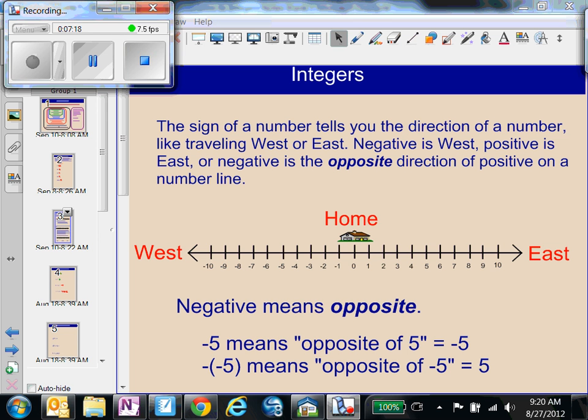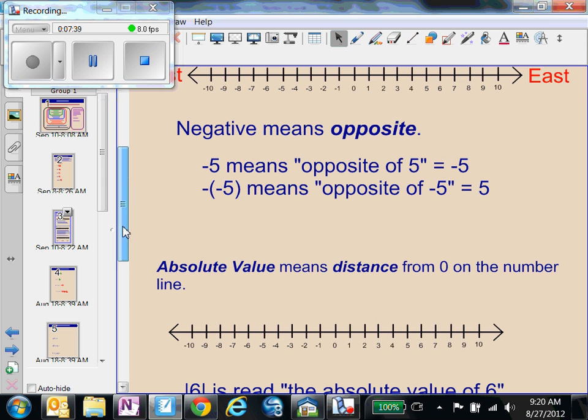So the sign of a number tells you the direction of a number, like traveling west or east. Negative is west, positive is east. Or negative is the opposite direction of the positive direction on a number line. So you start at 0, and to go in the positive direction, you travel east. Negative direction is west. So negative means opposite, as we just talked about. The opposite of 5 is -5. The opposite of -5 is +5.